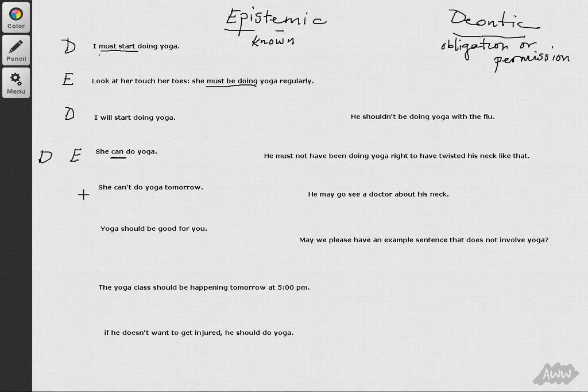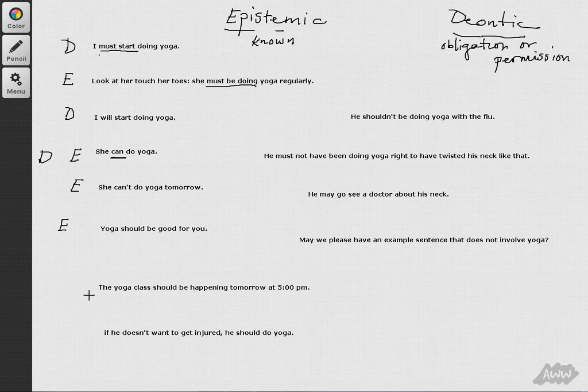She can't do yoga tomorrow. Well, that is something that is an example of epistemic meaning, right? She can't do yoga because she has some kind of conflict. Yoga should be good for you. Well, I don't even know necessarily how we should interpret this. Perhaps given known facts, right, that flexibility is good for us, then we can interpret it as epistemic. Not all distinctions between these categories are going to be absolutely apparent.